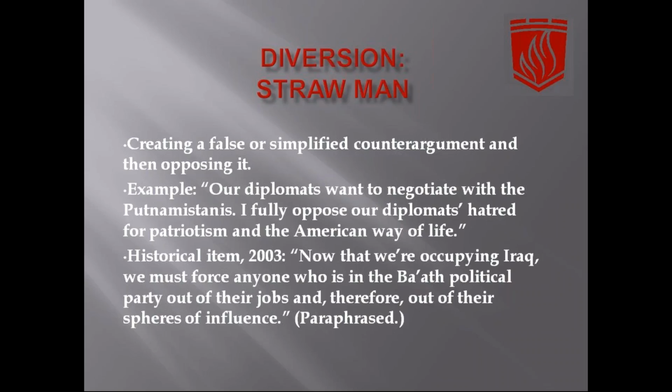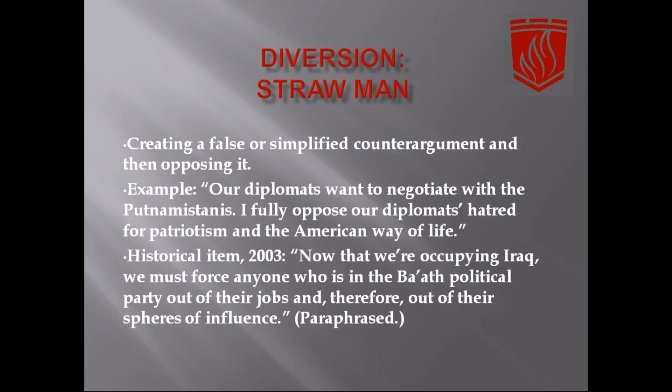Example, our diplomats want to negotiate with the Putnamistanis. I fully oppose our diplomats' hatred for patriotism and the American way of life. So what are you doing? You're restating the diplomats' position of wanting to negotiate by saying that they're un-American. And it's very easy to fight somebody's dislike for their country. It's not as easy to fight somebody who is making a sound argument for negotiation.